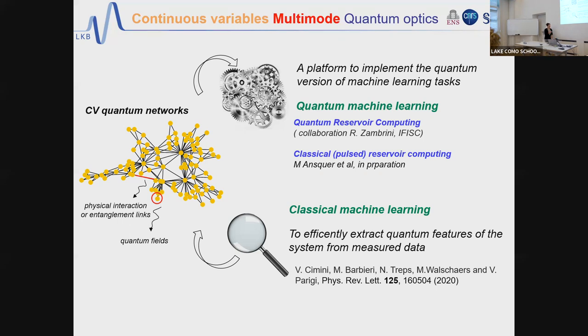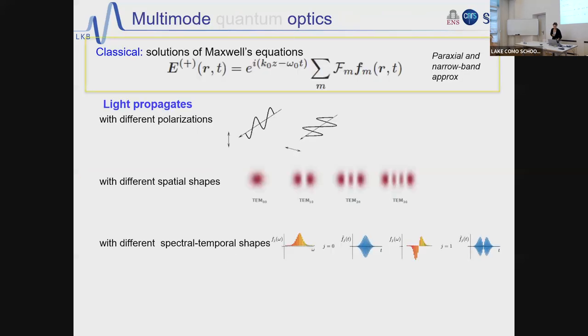Okay, so I will start. I just want to give a little idea of what I mean by continuous variable multimode. You already have a hint from Roberta, but I want to take it from our point of view, how we realize it, and more on the experimental platform. Very basically, we are the multimode quantum optics team, so we work with multimodes. What is a mode of light? It's just a solution of Maxwell equations. Here I'm writing multimode fields in the paraxial and narrow band approximation. What does it mean? Light propagates with different polarization, different spatial shape, and different spectral temporal shape.